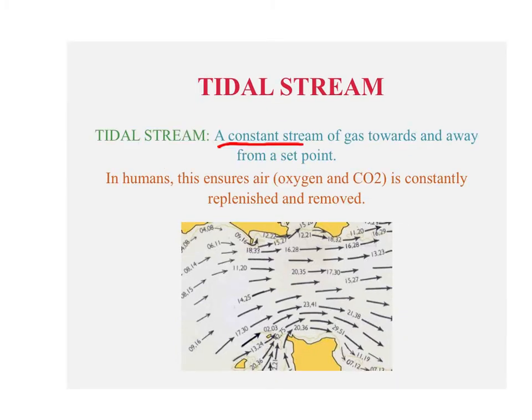Now, a tidal stream is a constant stream of gas towards or away from a set point. In us, that means that we are taking in oxygen and removing carbon dioxide to and away from the lungs, the alveoli, the alveolar walls. And it means that we're replenishing oxygen and ensuring that we've got the good stuff that comes with oxygen, and removing that dangerous carbon dioxide waste product.